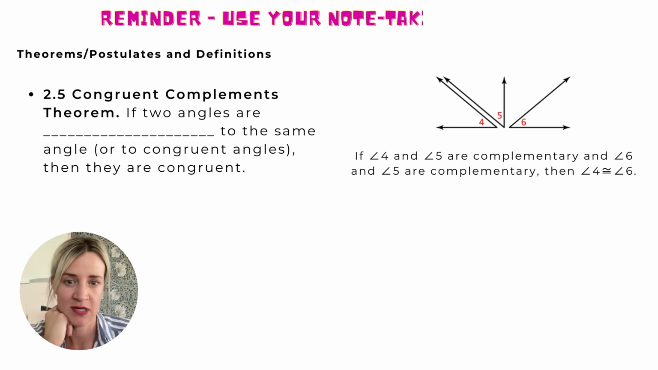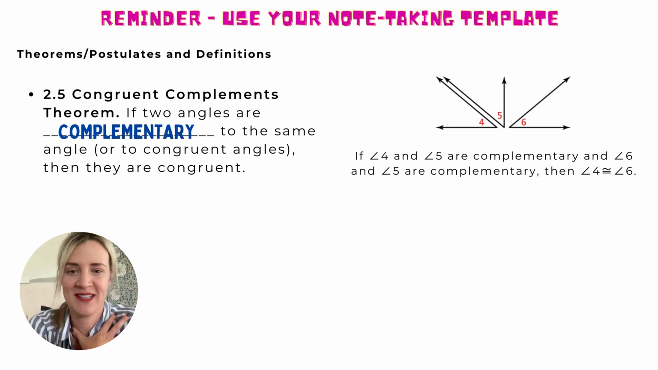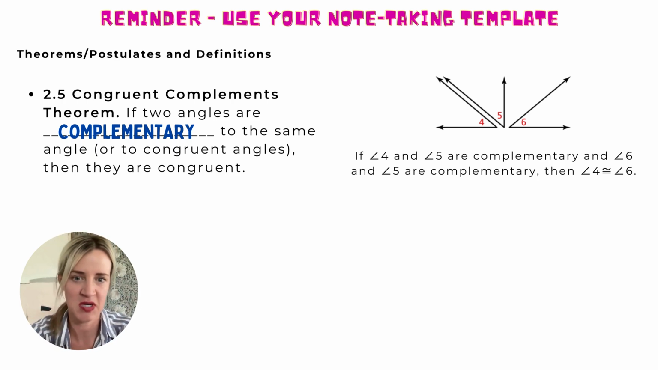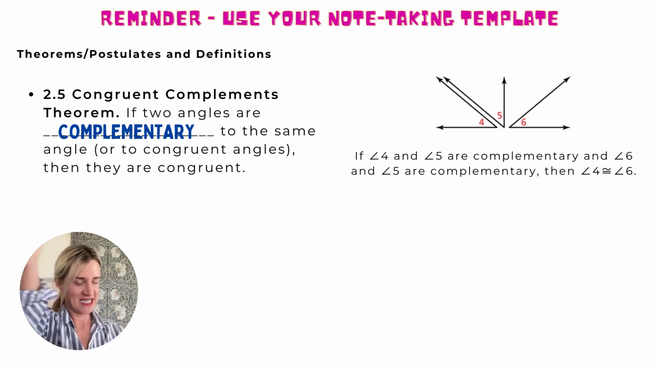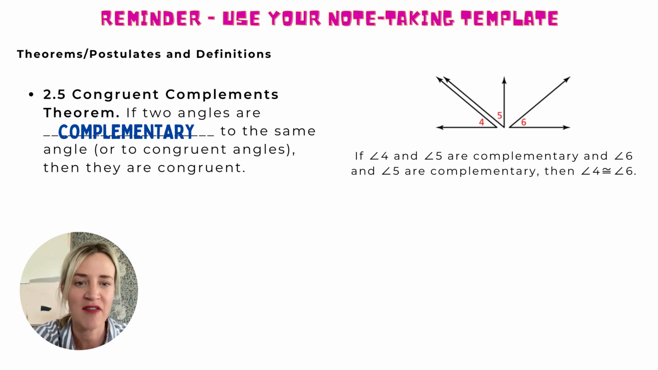We had the congruent supplements theorem. Of course, we have the congruent complements theorem too. If two angles are complementary to the same angle or congruent angles, then they are congruent. So in this image here, remember two angles that are complementary add to 90 degrees. So we're going to add just to 90 in this case, not supplementary, not a straight line, but just 90. If angle 4 and angle 5 are complementary, so they add up to 90, and 6 and 5 are also complementary, they add to 90, then you can conclude that angle 4 and 6 are congruent.